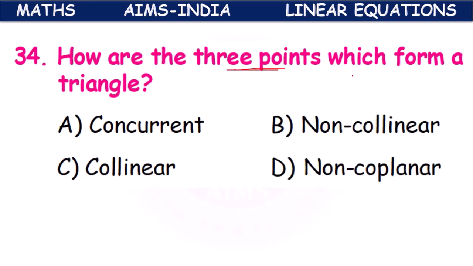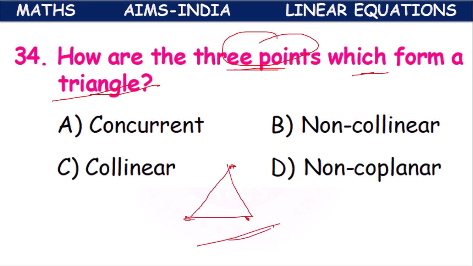Which three points form a triangle? The points which lie like this, which are non-collinear, which do not lie in the same line, they will form a triangle.